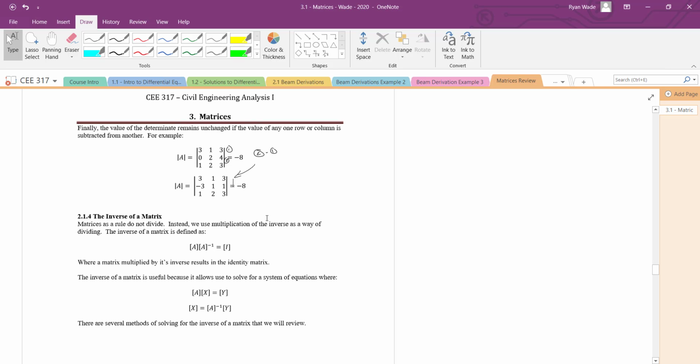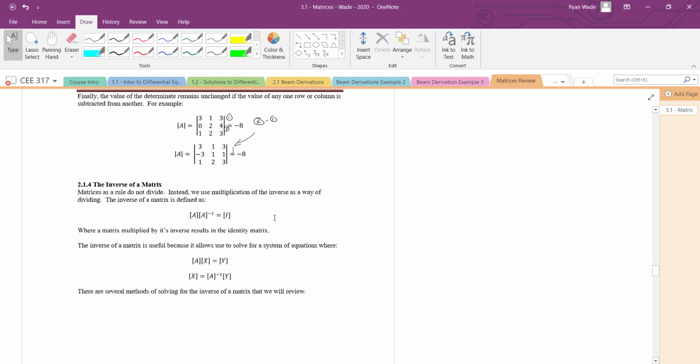So matrices don't divide. Instead, we multiply by the inverse of the matrix in order to do division. One of the properties of the inverse of a matrix is that when we multiply a matrix by its own inverse, we get the identity matrix, right? So 1, 0, 0, 0, 1, 0, or however many rows and columns we have, it's the identity matrix as long as all the diagonals are 1.